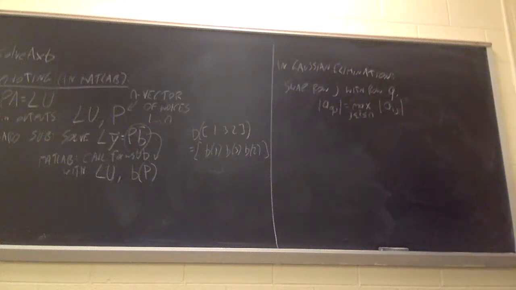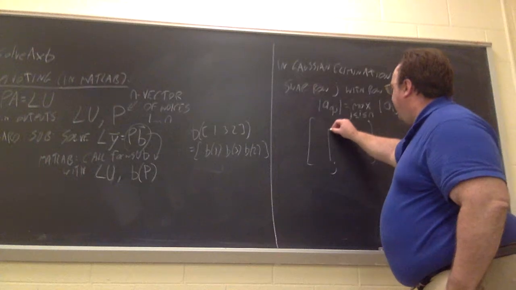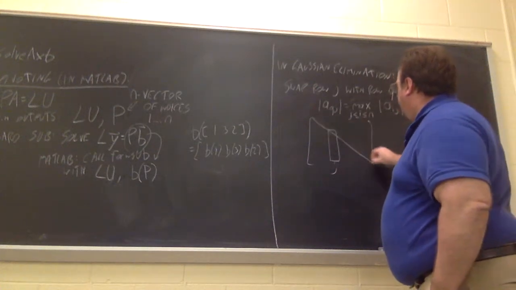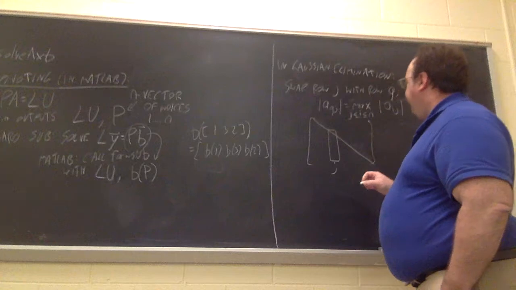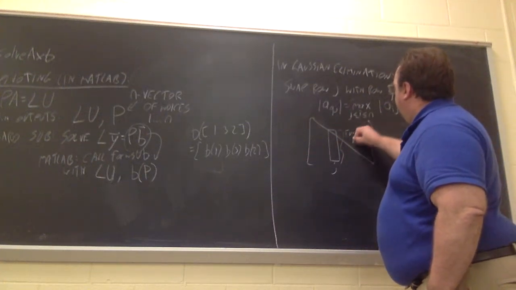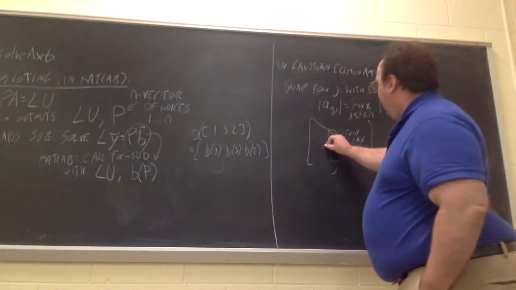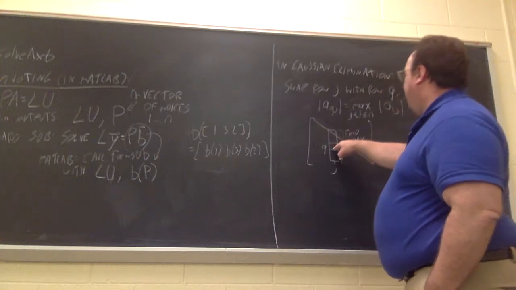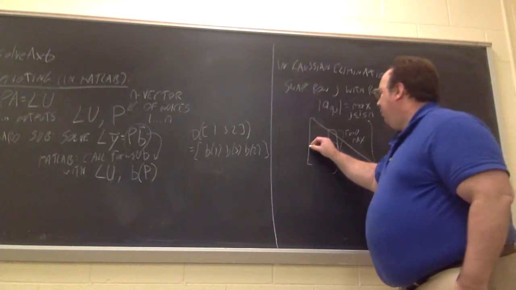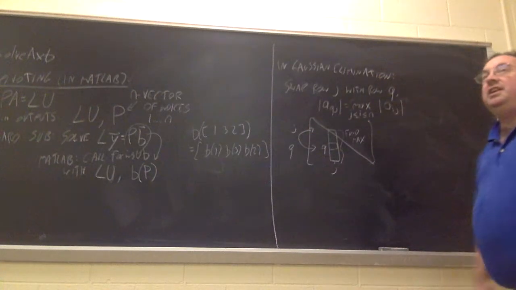In other words, what you're doing is, if you're in column J, you're looking at all entries from the diagonal on down. So you're looking at this, and you're looking for the largest one in absolute value. And once you have a row index, so if the largest element is here, that's in row Q. So now these rows, row J and row Q, are going to be interchanged.